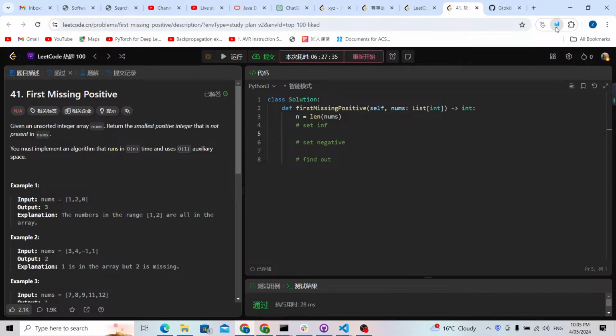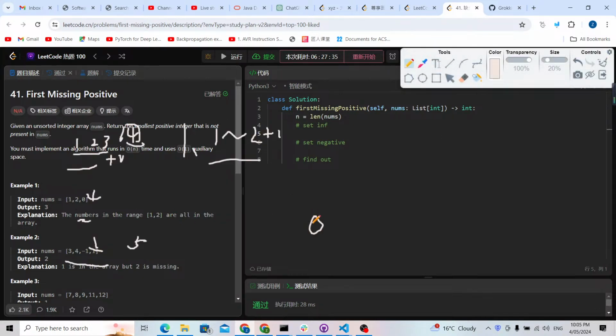For example, index 0 is going to represent number 1. We're going to check whether number 1 exists or not. Index 1, we're going to use it to check whether number 2 exists or not. Index 2, we're going to use it to check whether number 3 exists or not.